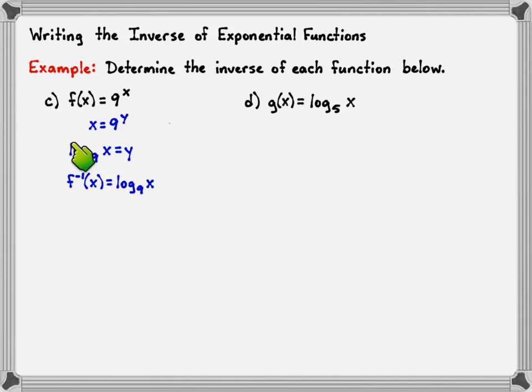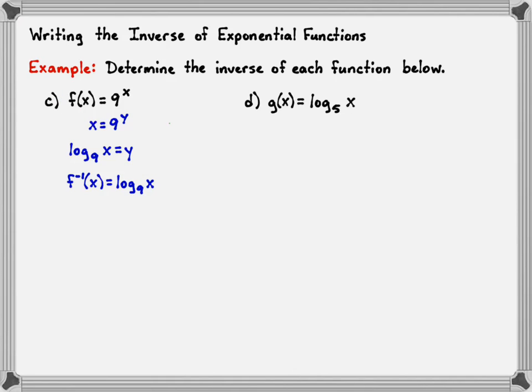Quick recap of that just to make sure we're good with this. We swapped out the x's and the y's. And remember, our goal is to get y by itself. So we rewrote it as a log. And then because we have y equals, we've done our job. But what was the name of y? y was the inverse of f. That's what we were looking for.